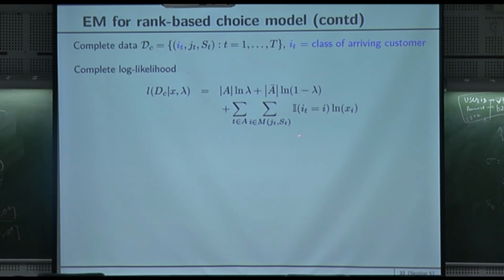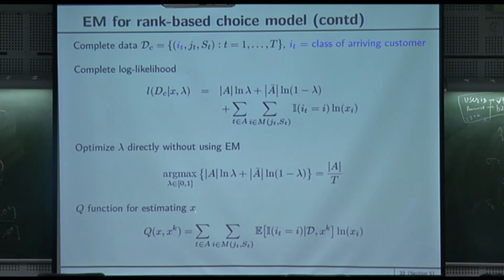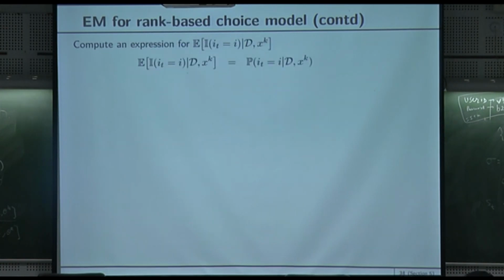Why am I taking only the summation belonging to these ones? Because for all the other ones, this indicator function has to be 0. It could not have been one of those classes. In fact, I could take this and forget about this and just incorporate it right there, and still life would be fine. You can optimize lambda directly without using EM as we did before. The Q function for estimating x, given the data and given the x^k, is the conditional probability that the class of the customer arriving at time t is equal to i, times log xi.